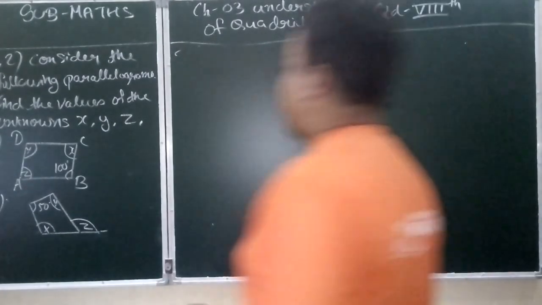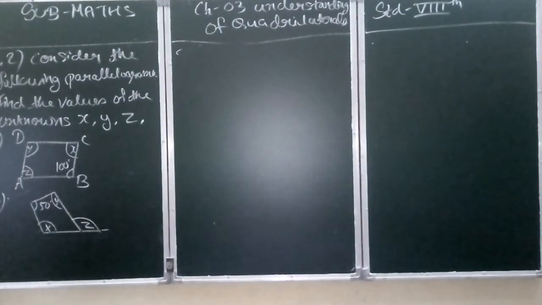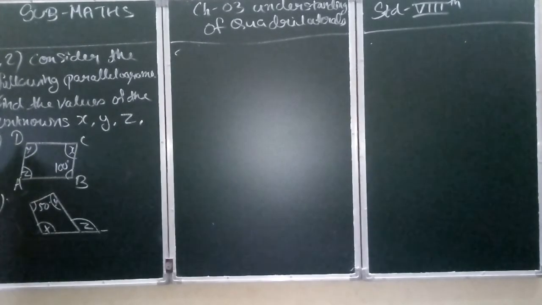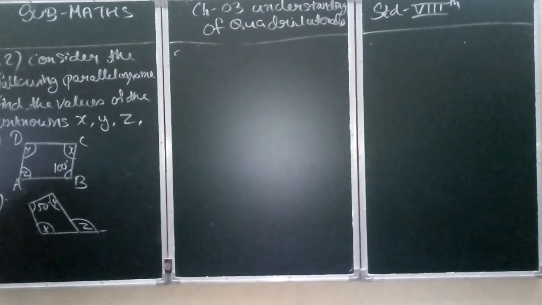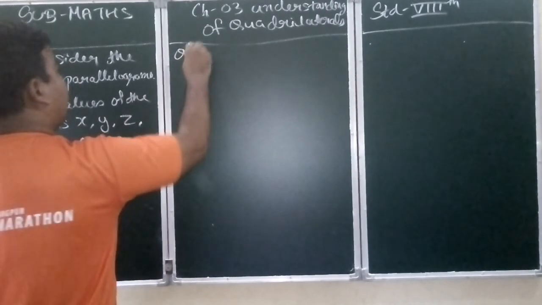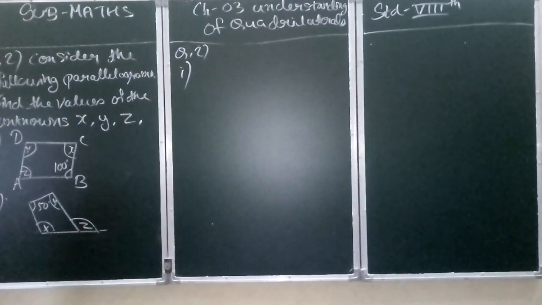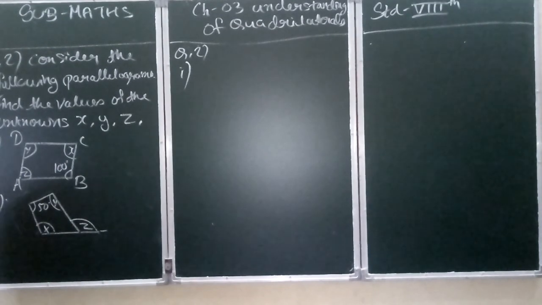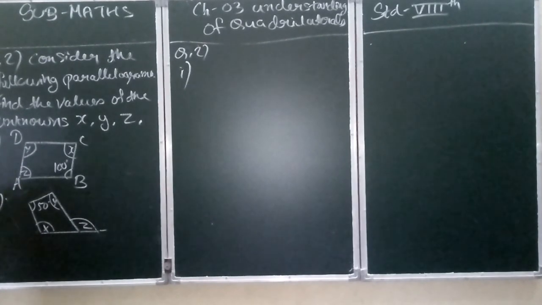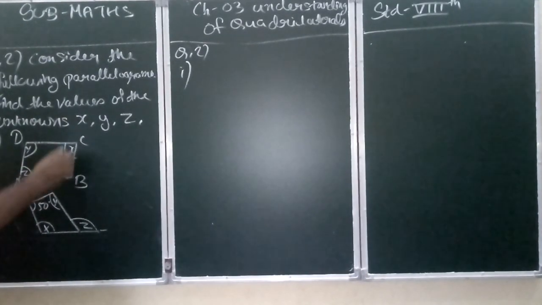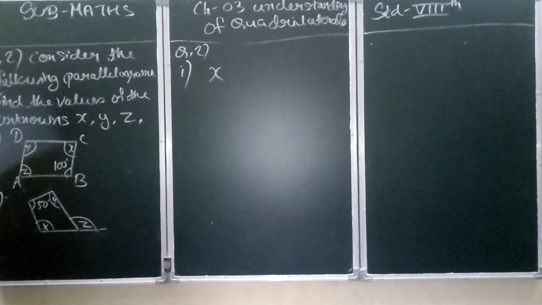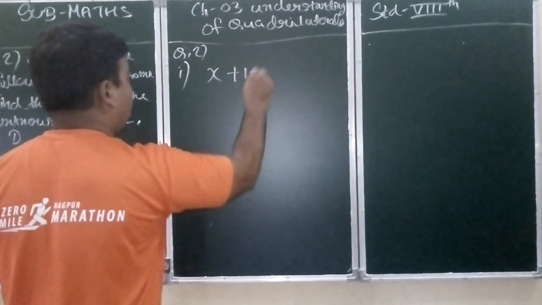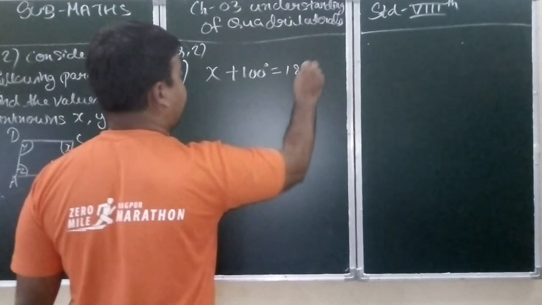Consider the following parallelograms, find the values of the unknowns x, y, z. Question number two, first one. We use the properties of a parallelogram to find the values of all the interior angles x, y, z. First of all, x. We already know in a parallelogram the sum of adjacent angles is 180 degrees. So x plus 100 degrees is equal to 180 degrees.